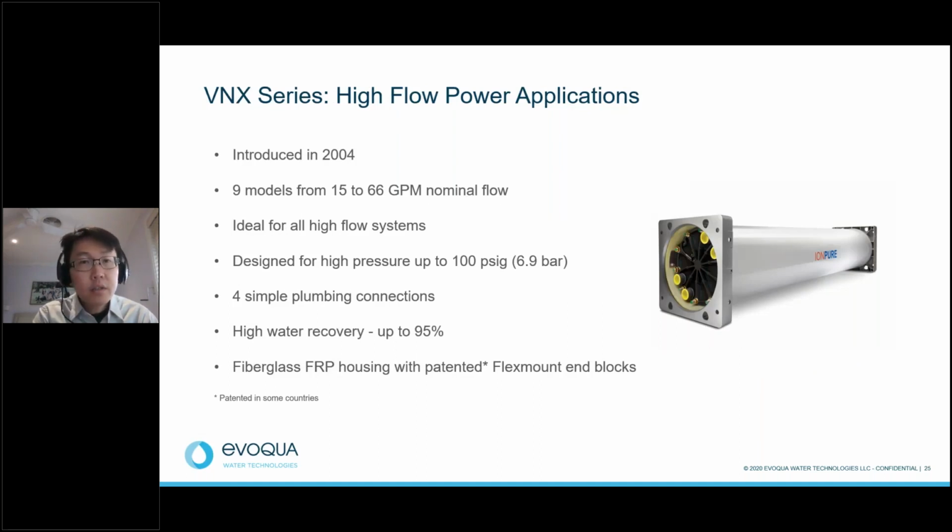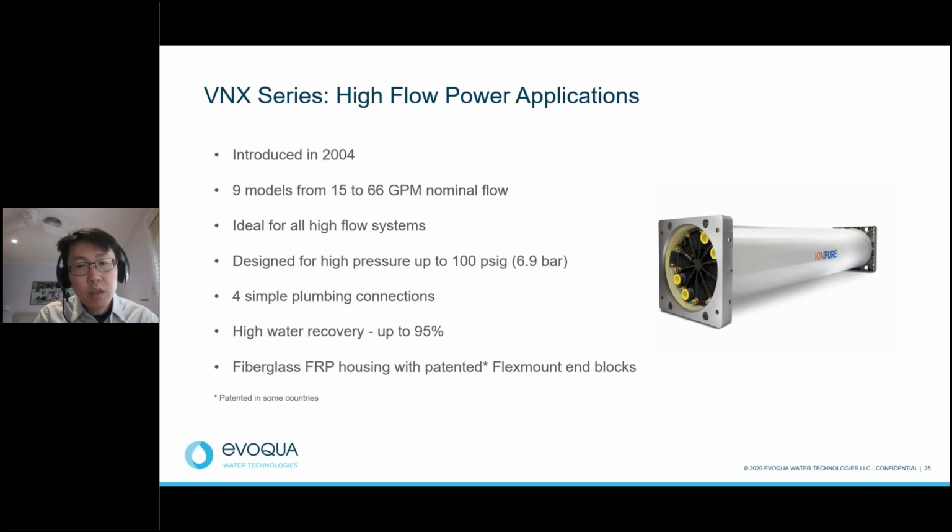For the VNX series, that is for high flow applications, introduced in 2004. In this series, we have 9 modules ranging from 15 to 66 GPM at nominal flow rate. It is ideal for high flow systems of more than 100 GPM. Similar to the LX series, it is also designed for high pressure up to 100 psi. There are also 4 plumbing connections. There is high water recovery up to 95%.